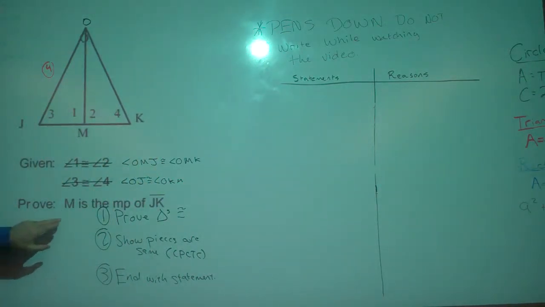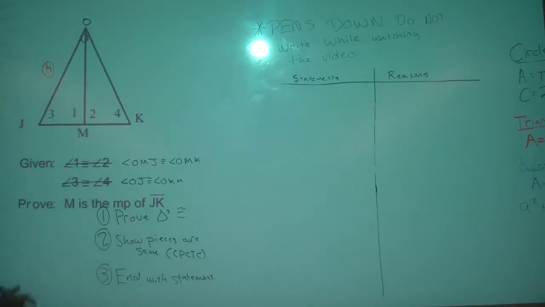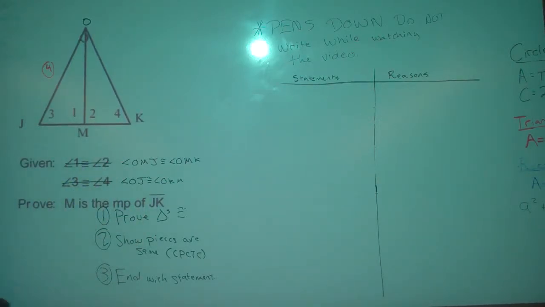The goal of this proof is to prove that M is the midpoint of JK. So this point down here is in the middle of the line on the bottom. I am going to start by proving that the triangles are congruent to each other. Then I will be able to, once I say that they are congruent, show that 2 pieces are the same through CPCTC. And I will be able to end with my statement that M is the midpoint if I have chosen appropriate pieces through CPCTC.